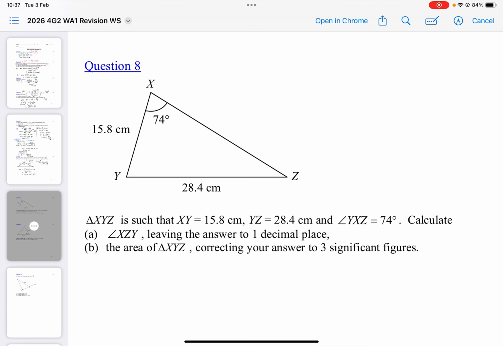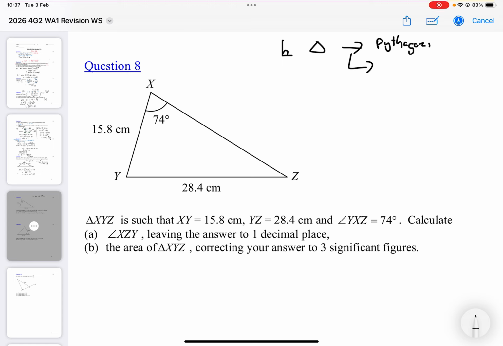Okay, question 8. When you have triangles and you want to solve for angles or lengths, the number one thing is: do you have a right angle triangle or not? Because when you have a right angle triangle, then it's very simple. It's either Pythagoras or SOH CAH TOA, and these two are the easiest. When we don't have a right angle triangle, then we must be thinking of sine rule.